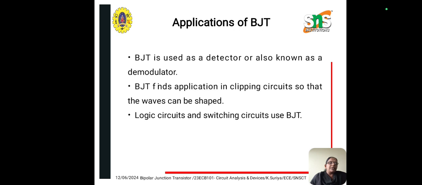BJT finds applications in clipping circuits so that the waves can be shaped. Logic circuits and switching circuits use BJT.